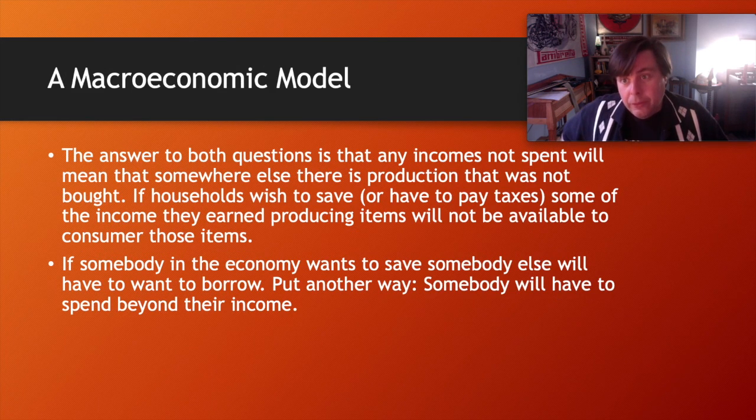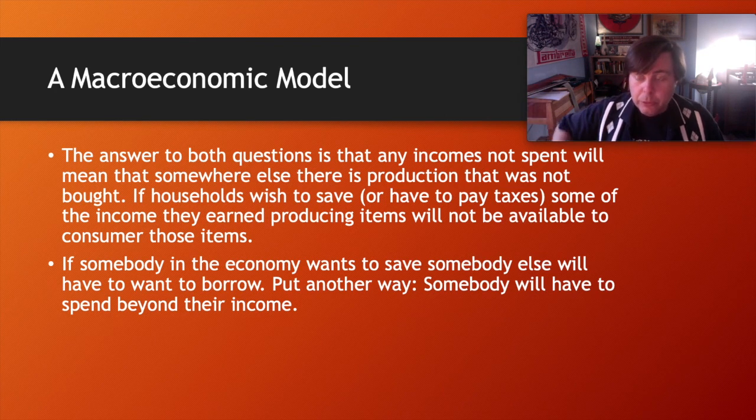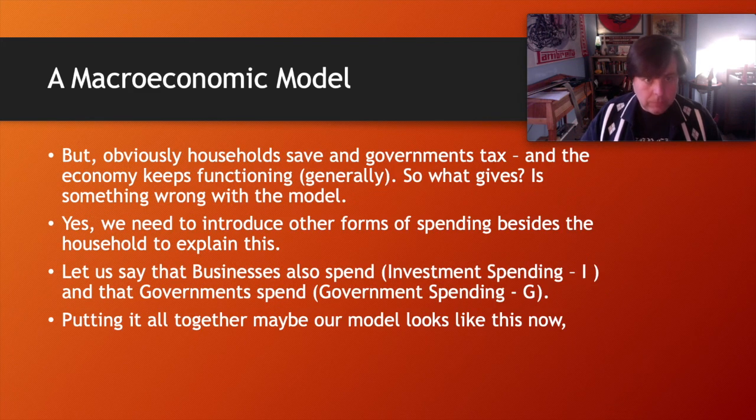Okay, so what's being implied by our little macro model is that any savings by me or taxes paid by me have to, in some way, shape, or form, be returned to the economy, or at the other end, somewhere else in the economy, they're going to have a deficiency in revenues exactly equal to the deficiency in my spending. Okay. So, obviously people save, and obviously people pay taxes. And obviously the economy doesn't completely collapse every time people do this. So there must be something missing with our model.